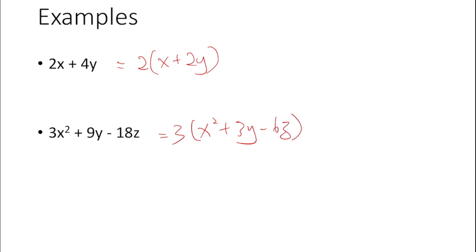That's it. So this is the end of the lesson: factorizing by taking out the highest common factor.